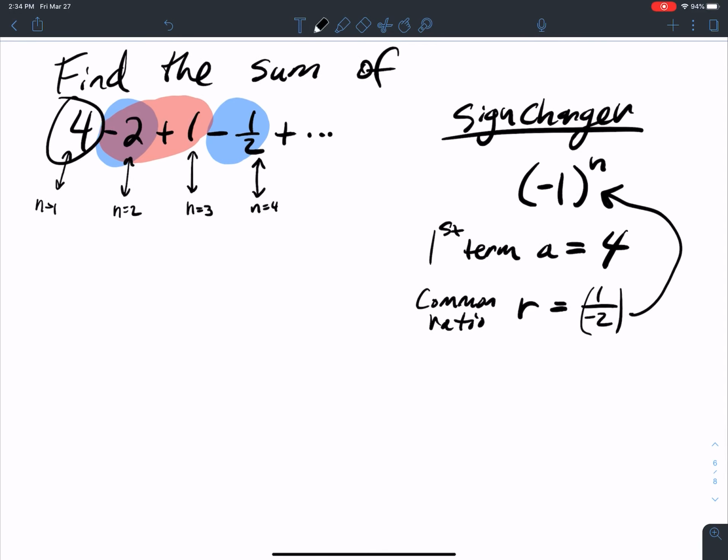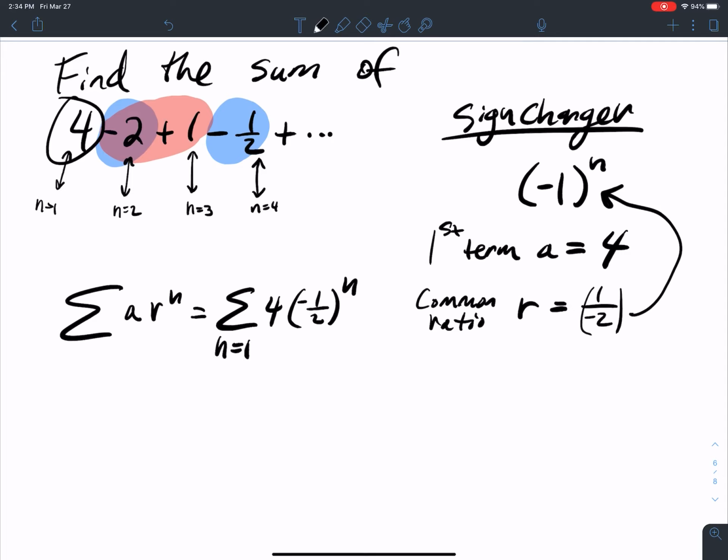Okay? So let's start playing with this, see if we can't figure it out. So we know it's going to have an a, r to the n, or n minus 1, whatever it is. So a is 4, r is -1/2 to the n. Okay, let's see if this works. If I start at n equal 1, what do I get? I get 4 times -1/2 to the 1. This gets me -2. That looks like the second term.